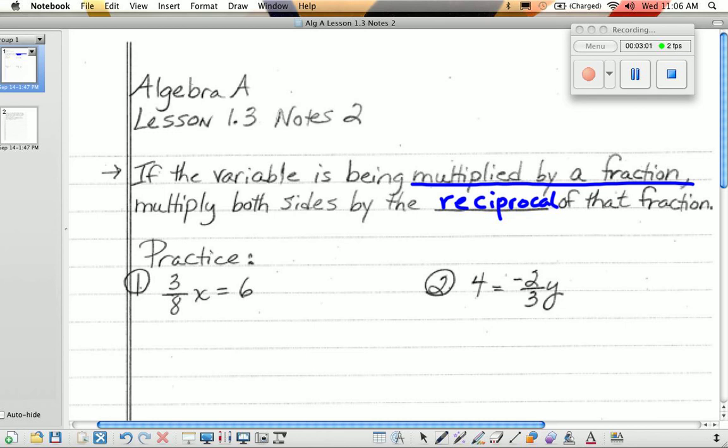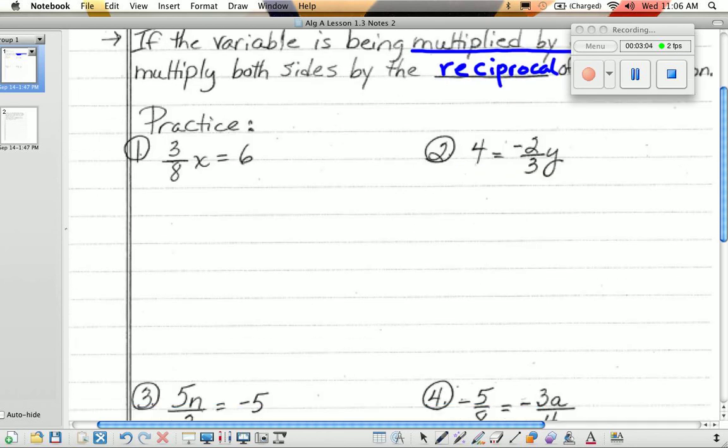Okay, let's start practicing solving some of these types of problems. What's happening on the side where x is? X is being multiplied by 3/8.